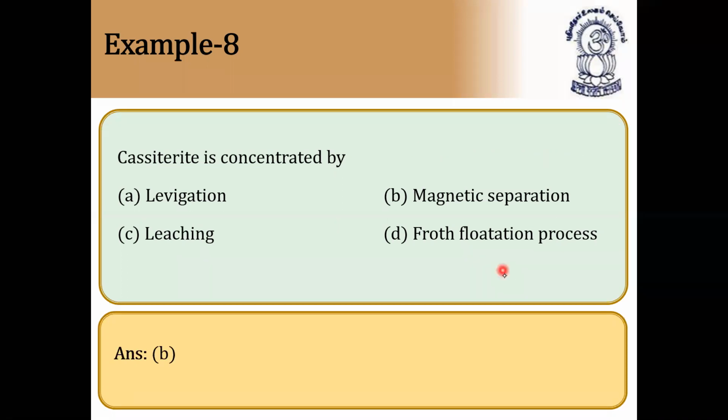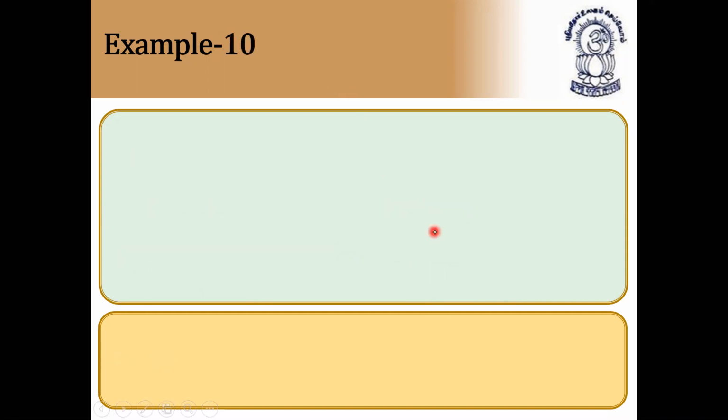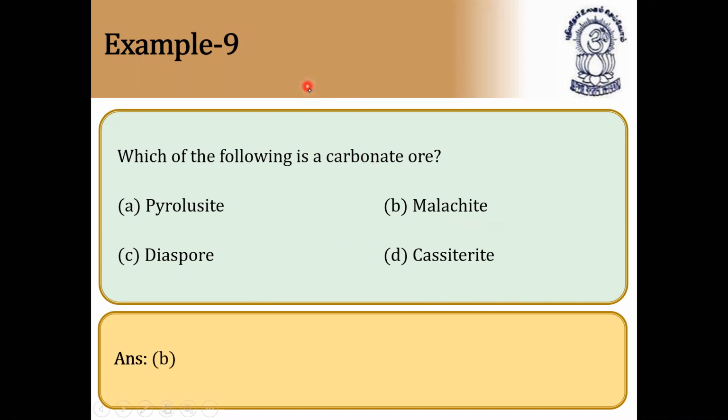Next question. Which of the following is a carbonate ore? Malachite, pyrolusite, diaspore, cassiterite. Cassiterite, we know, is tin dioxide. Malachite, we know, is a carbonate. So the answer is malachite. Straight away you can say, because the malachite formula is a mixture of calcium carbonate and magnesium carbonate. So it is a carbonate ore. Next continuation.